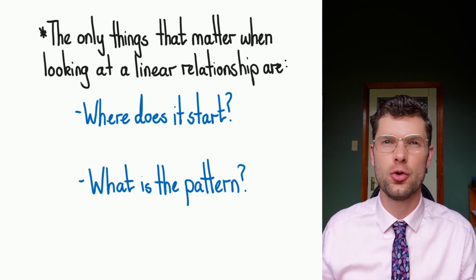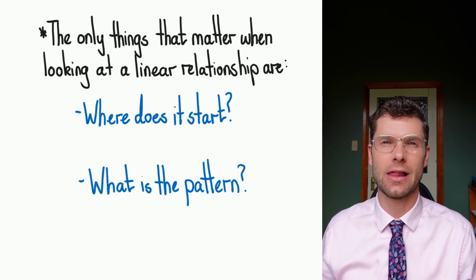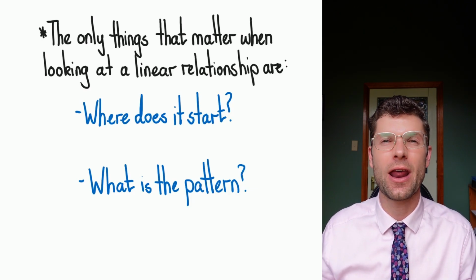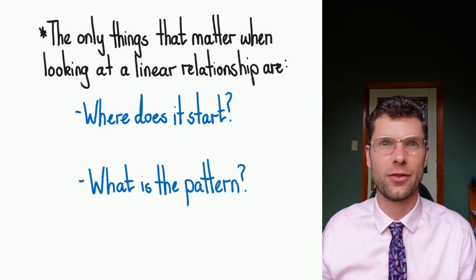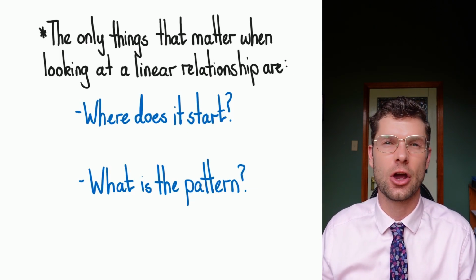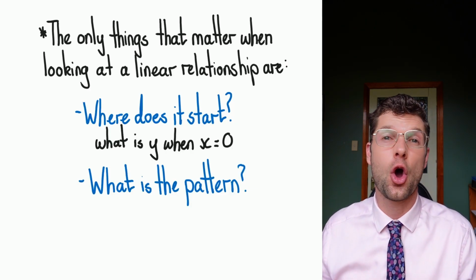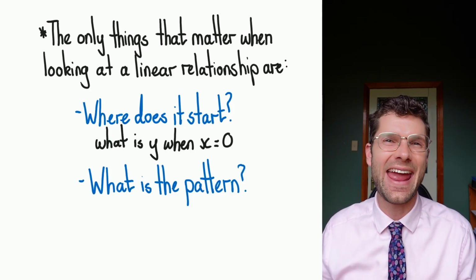So there are only two things that we need to look for in a linear relationship. The first thing is, where does this thing start? And just remember, when I use the word start, I don't mean at the beginning. Linear relationships actually go forever. But what I am talking about is, where does this thing cross the y-axis? Or what is y equal to when x is 0?